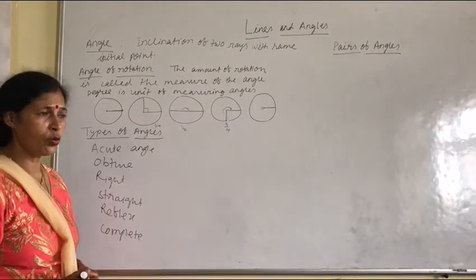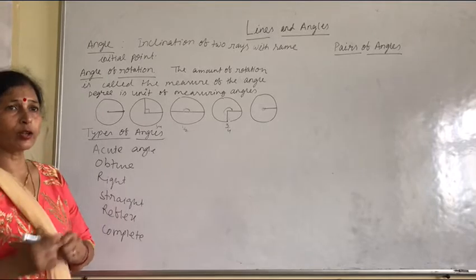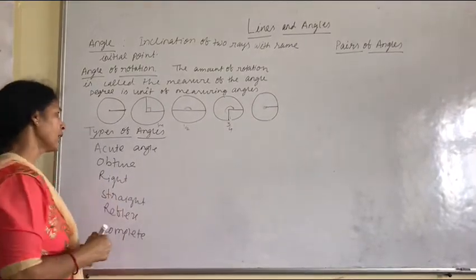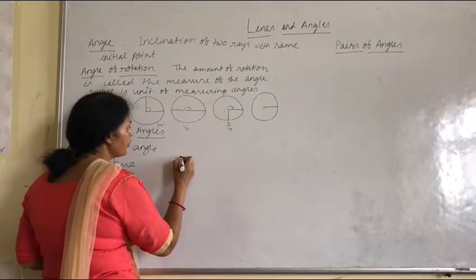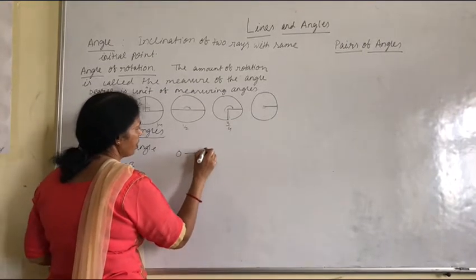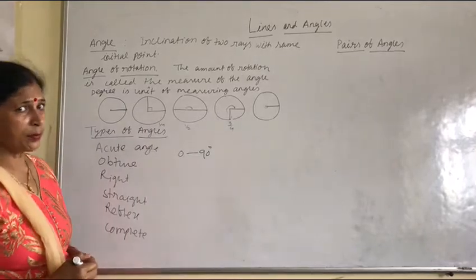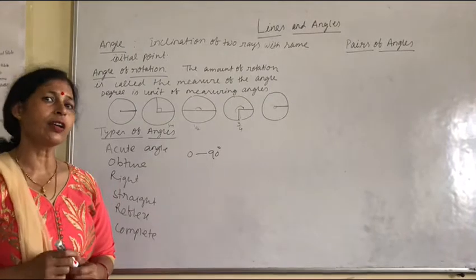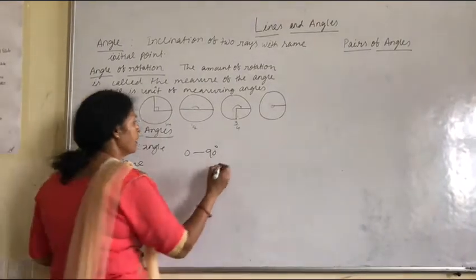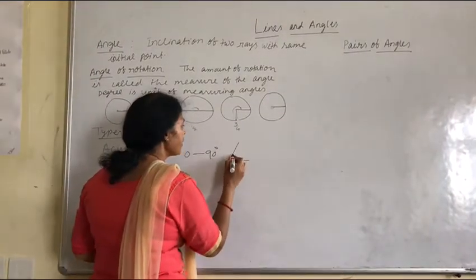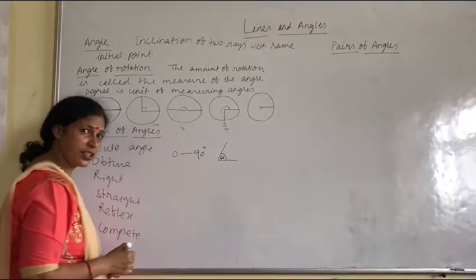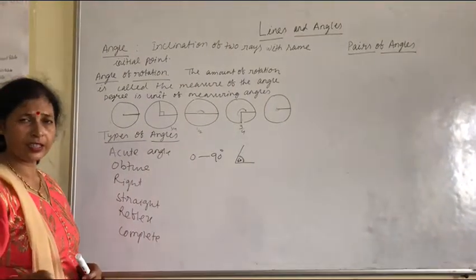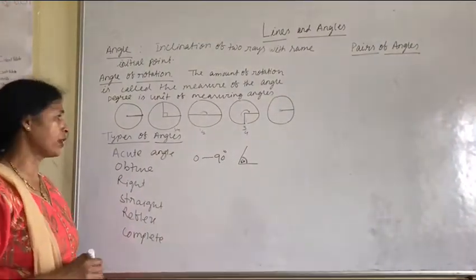Acute angle, you know what is the measurement of the acute angle? The angle in between 0 to 90 degree. The measurement of the angle falls in between 0 to 90 degree. This angle is called your acute angle. Like this, suppose the measurement of this angle is your 60 degree. That means this is an acute angle. Yes, 70 degree or 80 degree like that. This is an acute angle.